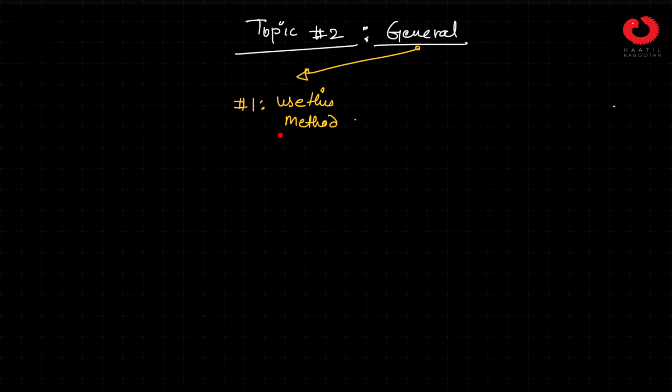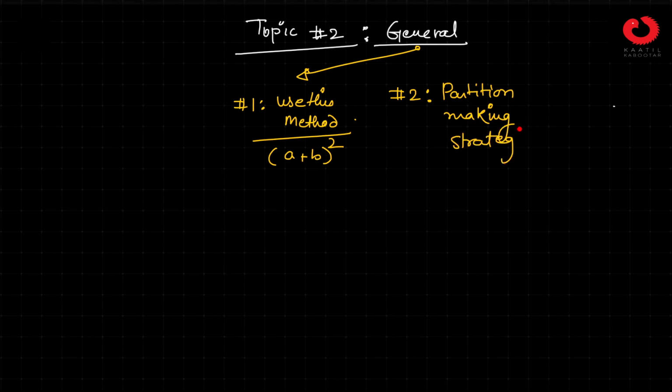Actually, this method is nothing but what you have learned in your primary classes, which is (a plus b) whole square. So this is how we will be using it. Second, how to apply this for higher, like 3-digit numbers, or how to make partition making strategies. This will be our observation number 2, and our last observation number 3 will be the limitations of this method.